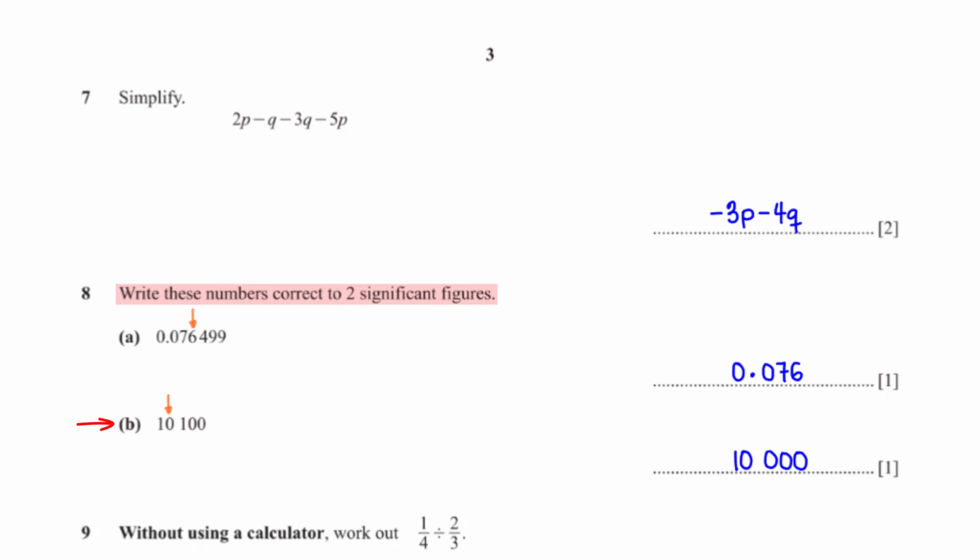For this number, the second significant figure is 0. The number after 0, which is 1, is less than 5. So we maintain 0 and all the numbers after 0 become 0. So we have 10,000 rounded to 2 significant figures.